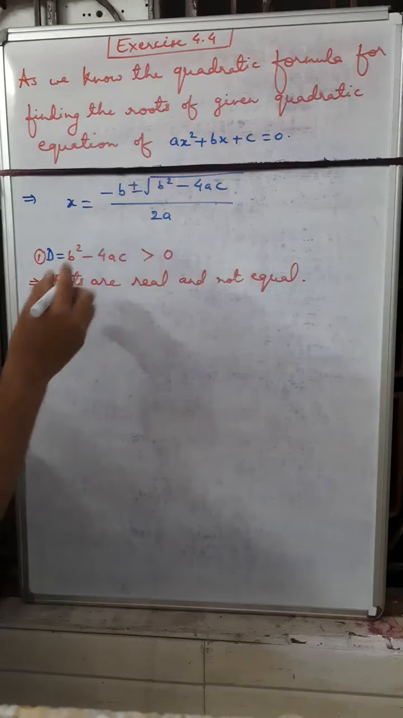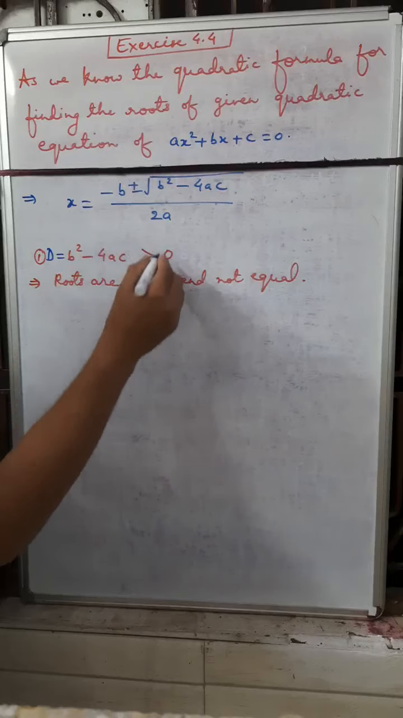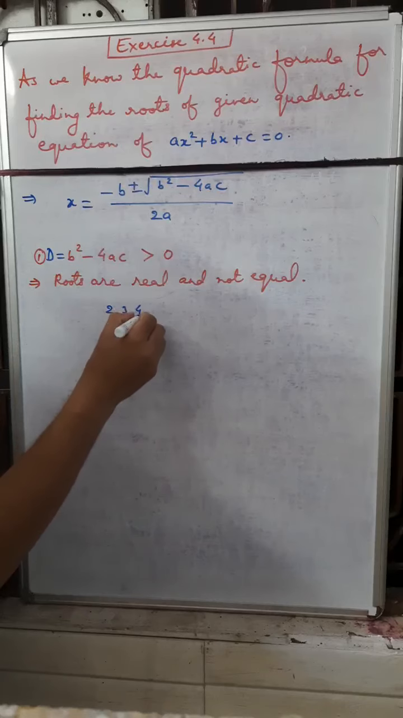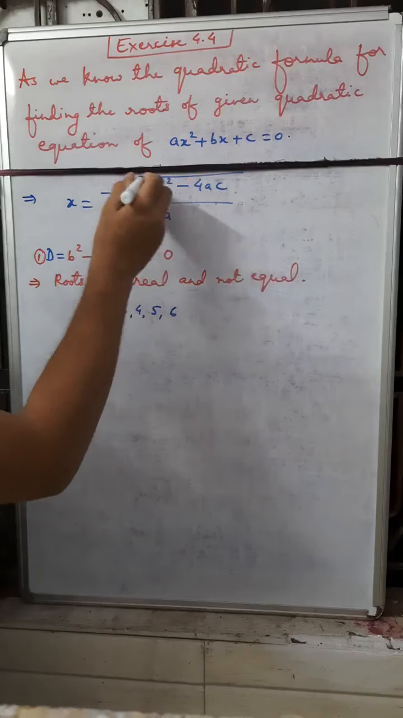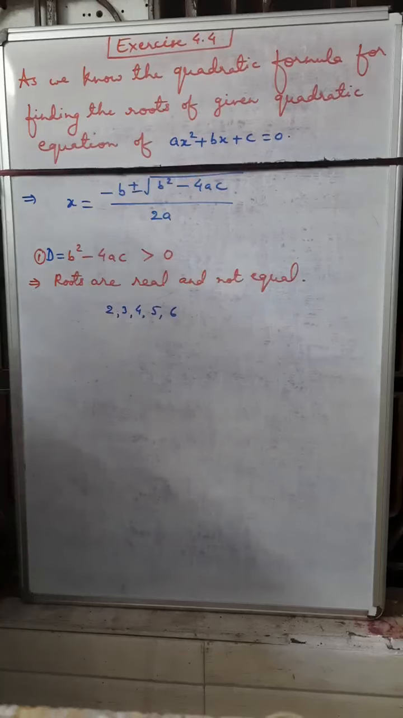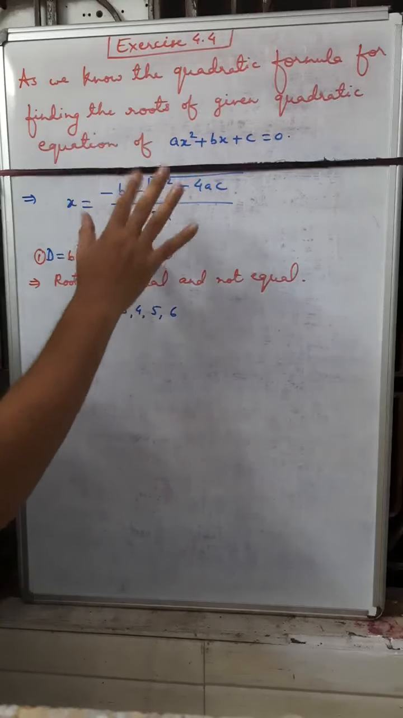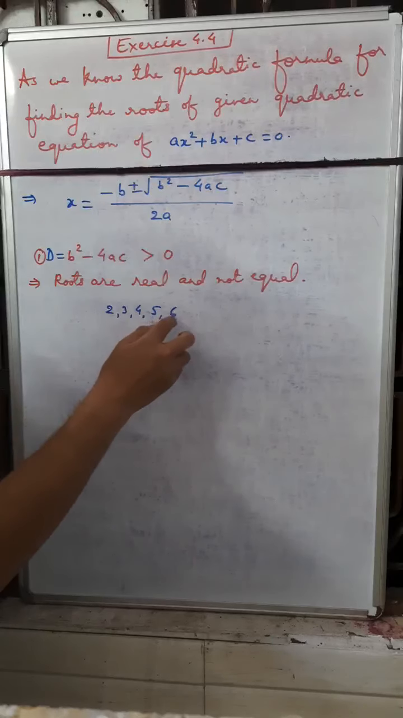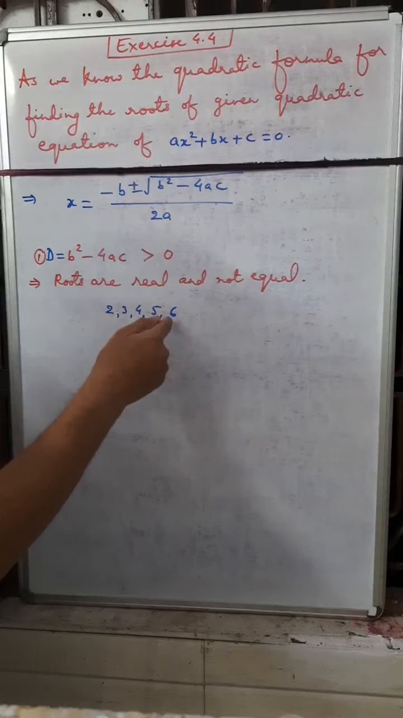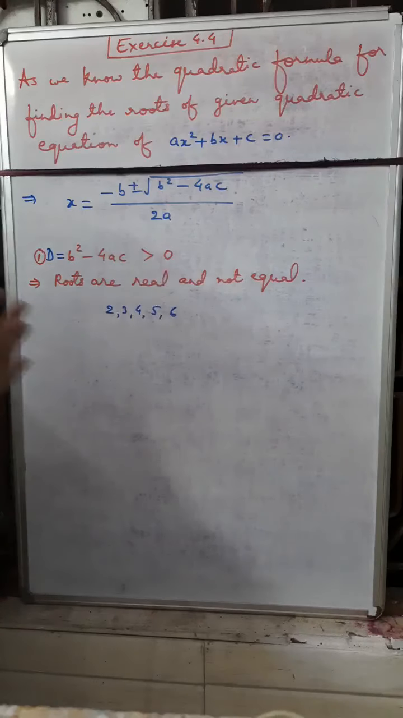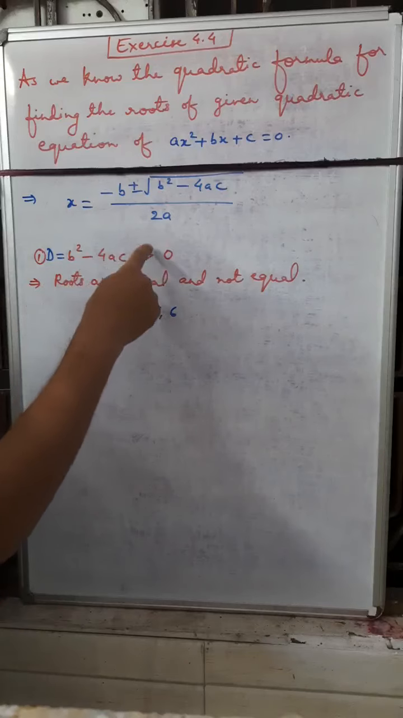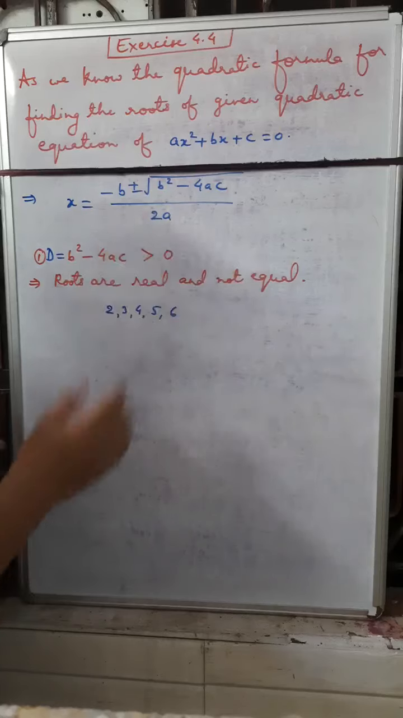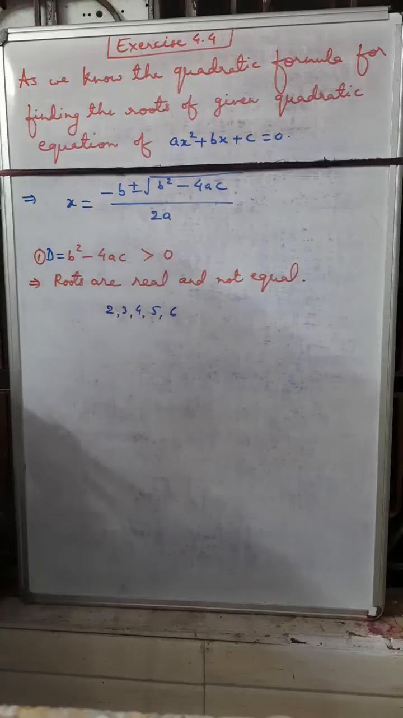Suppose we have b square minus 4ac greater than 0. That means 2, 3, 4, 5, 6. So we can find the under root easily: root 2, we will write under root 2, root 3, root 4 is equal to 2, root 5. For 6 we can't find the under root, so we will write root 6. So b square minus 4ac is greater than 0, so the roots are real and not equal.